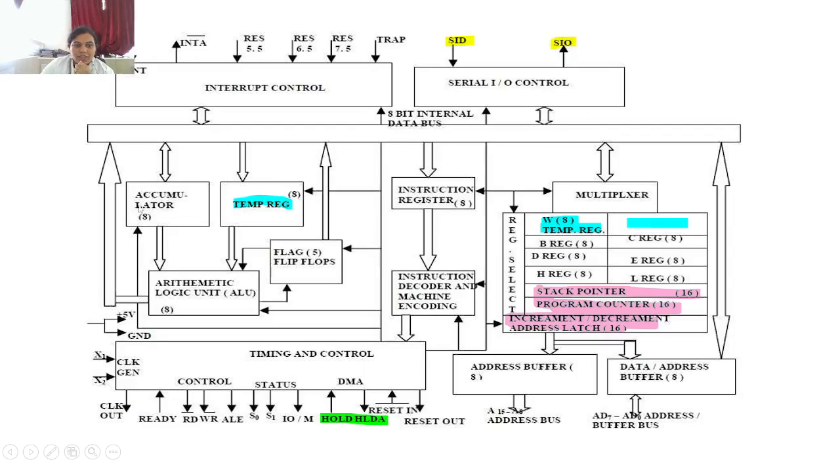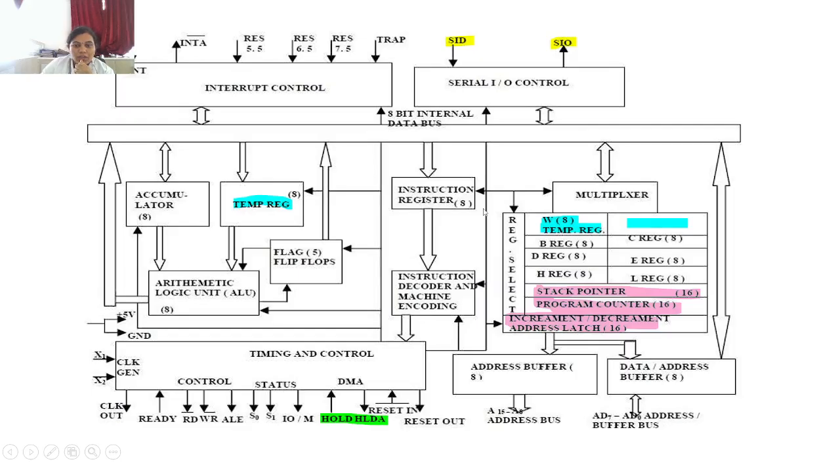Next, we have the accumulator. The accumulator will give the first data to the arithmetic and logic unit, and it will also store the result, the final data. The arithmetic and logic unit is used to perform arithmetic as well as logical operations, such as addition, subtraction, multiplication, AND gate, OR gate, NOT gate operations.